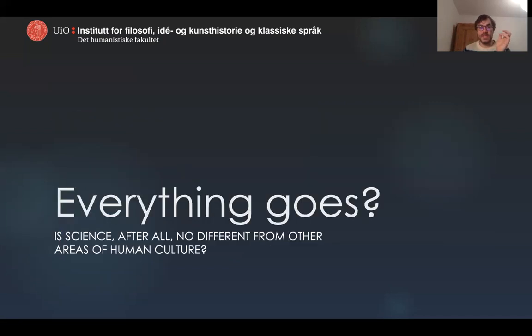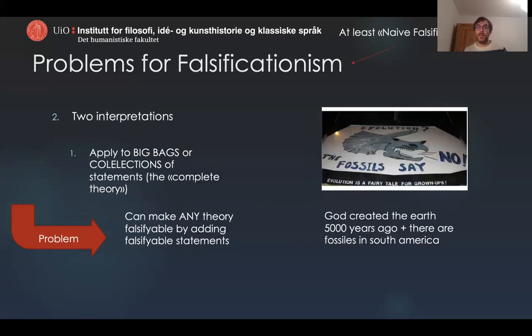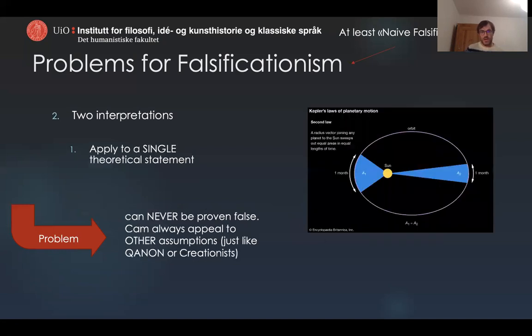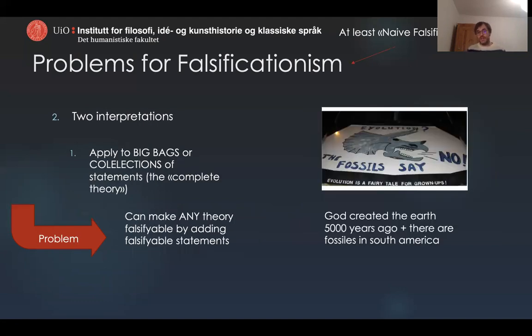So the problem then is that it seems like falsificationism doesn't really work, because if you apply it to a single statement, going back here, then it can't really be proven false. If you apply it to big bags or collections of statements, a complete theory, then you could, by just adding more things into the bag, make any theory falsifiable. So somehow this doesn't seem to work either. So falsificationism seems to be a problem too.